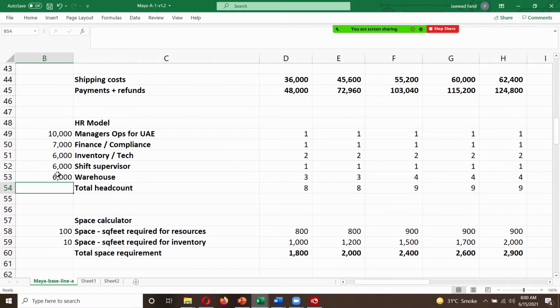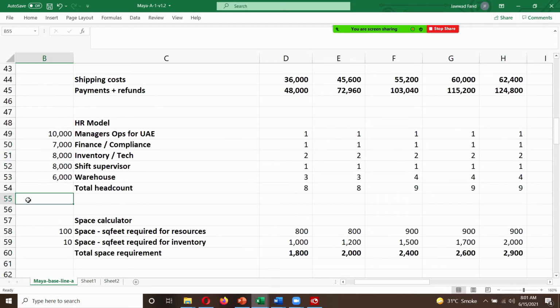Warehouse guys, okay, let's do these. If I'm paying 6,000 to the warehouse team, I need to pay a little higher to the shift supervisor, and a little higher to the inventory tech guys. That's it. So that's my total headcount. Are you okay with these numbers? Again, these are just crude, pick-a-number-from-the-air figures. You can refine and improve them as you move forward.